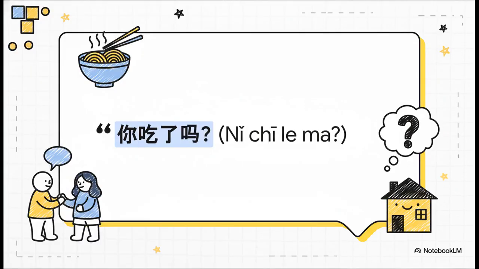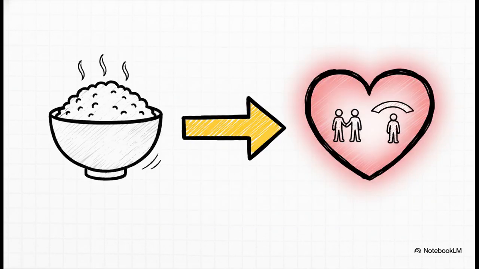Now, let's move beyond ni hao. A very, very common greeting you'll hear among friends, neighbors, and colleagues is this question. 你吃了吗? Now, the literal translation is, have you eaten? And if you're not prepared for it, this question can be really confusing. You might think they're asking about your lunch plans or inviting you to dinner, but that's not what's happening at all. The reason this greeting exists is rooted deep in Chinese history.